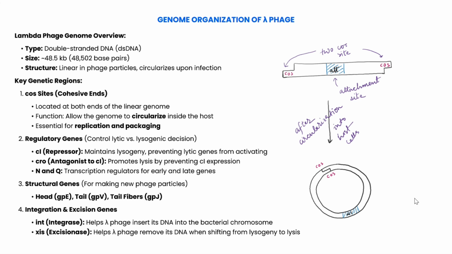Now let's look at the key genes that control the lambda phage's life cycle. The genome is divided into four main regions.